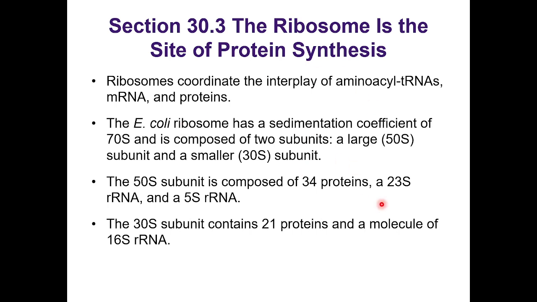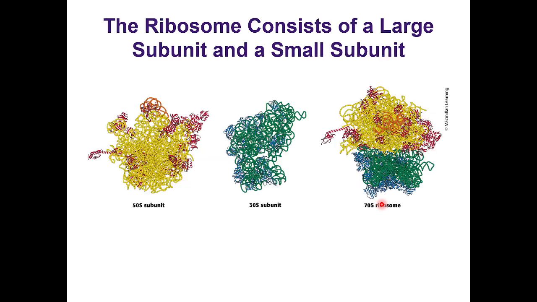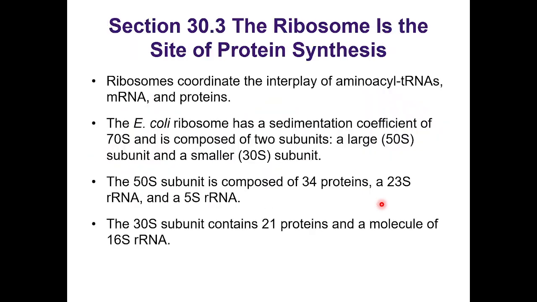It does not. So the 50S subunit is going to be composed of 34 proteins, a 23S rRNA, and a 5S rRNA. Yes, those are the 23S and 5S rRNAs that we looked at in the previous chapters. The 30S subunit is going to contain 21 proteins and a molecule of 16S rRNA. And again, that's that 16S rRNA from the previous chapter.